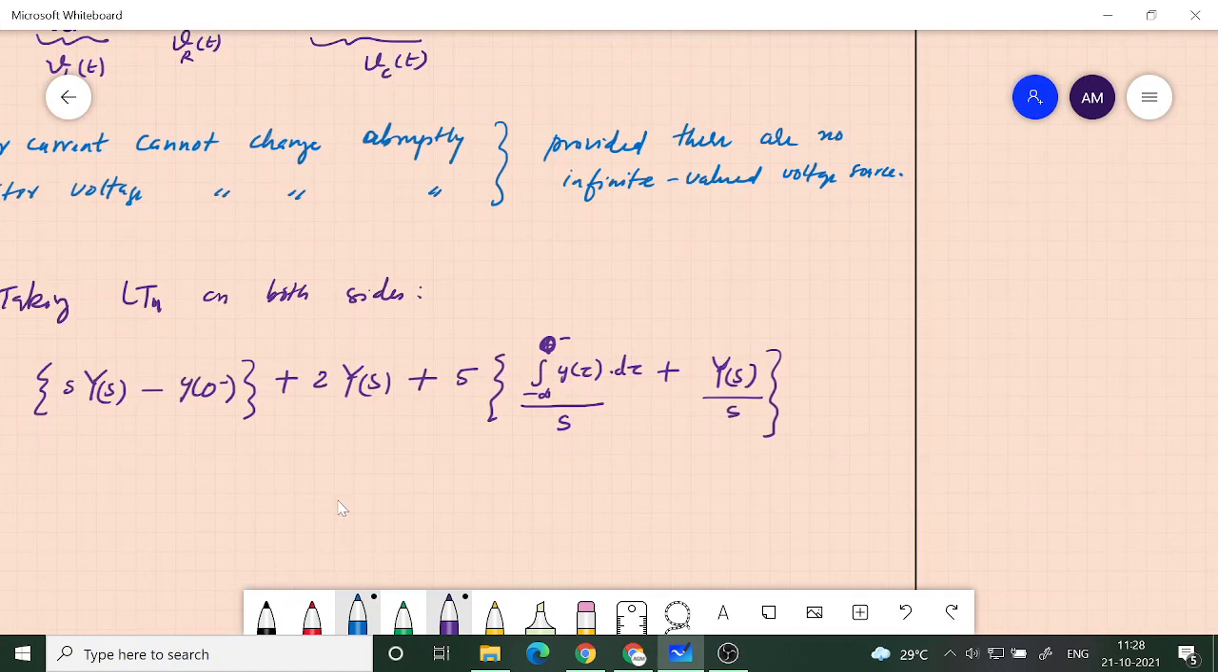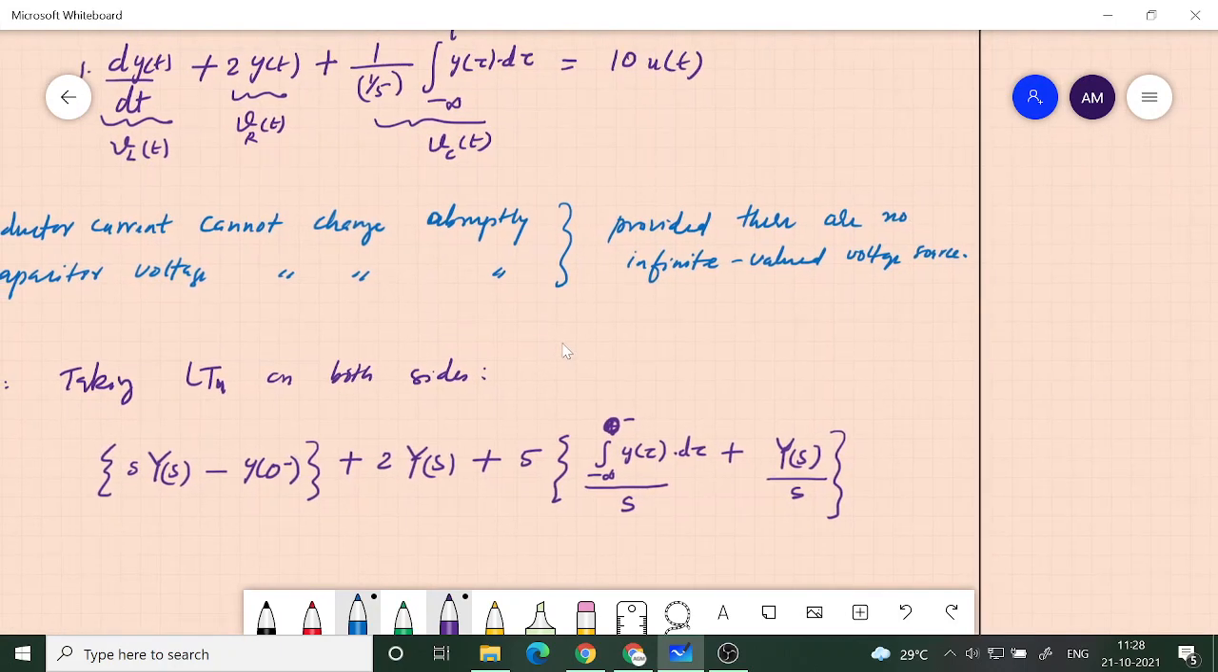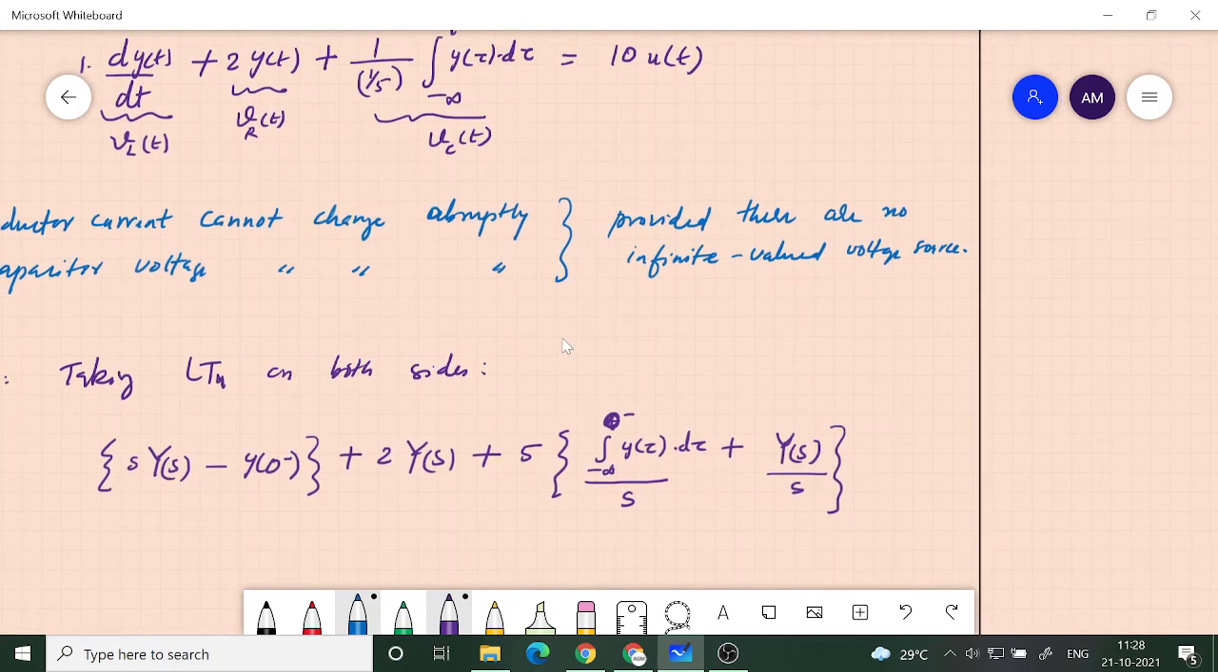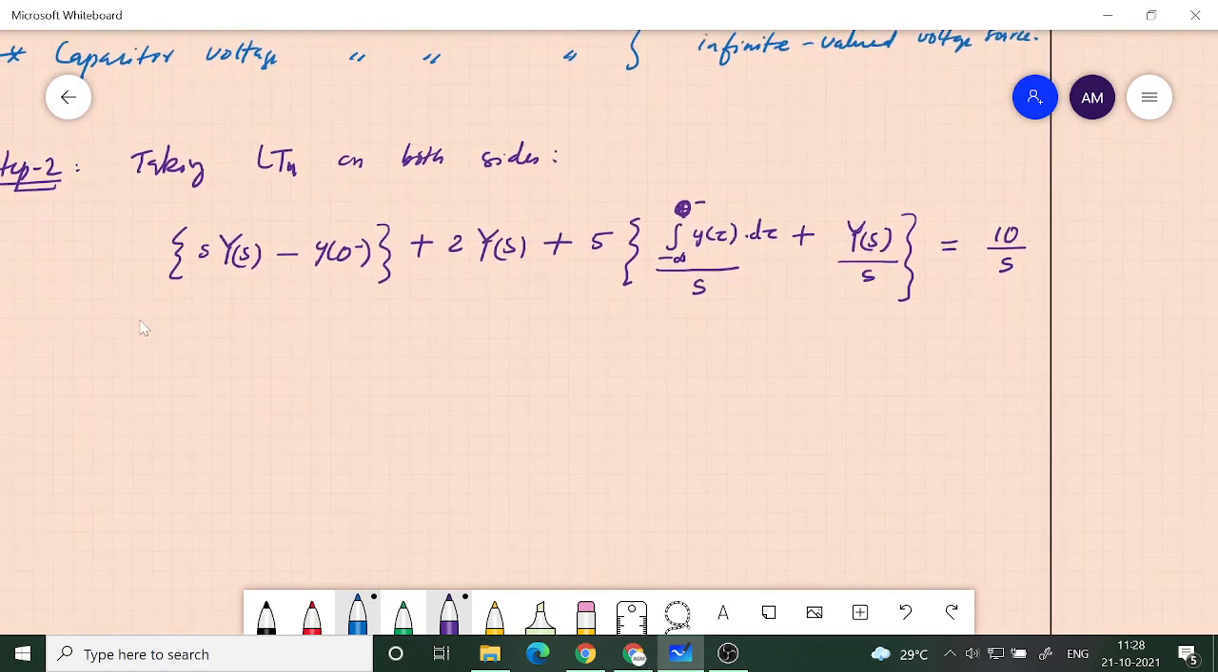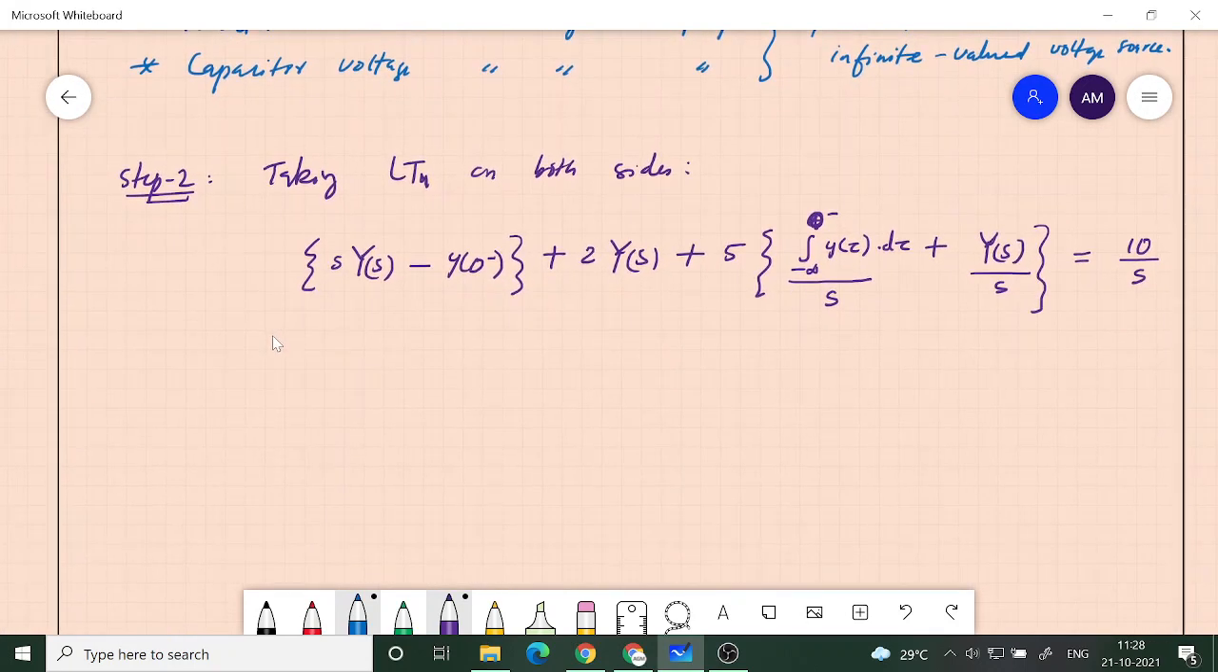So that is the LHS here. Now what is the RHS? RHS is simple, it is 10 by s. That's the input. There is no other term there. So all you now need to know to solve this differential equation is this, but you know already that.